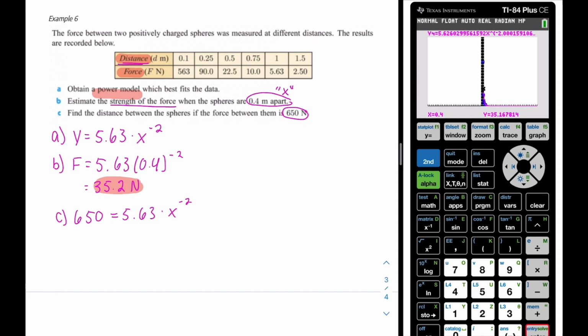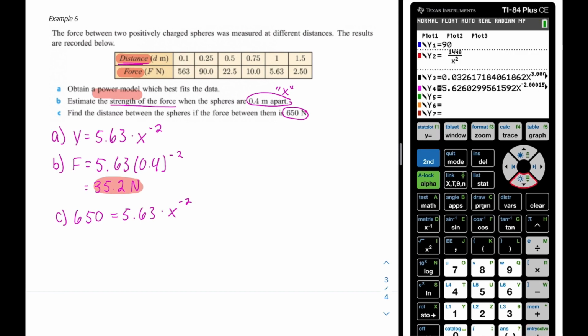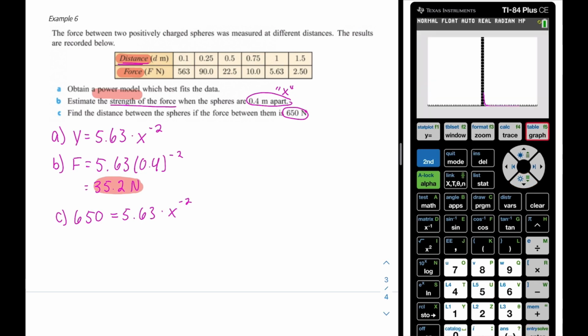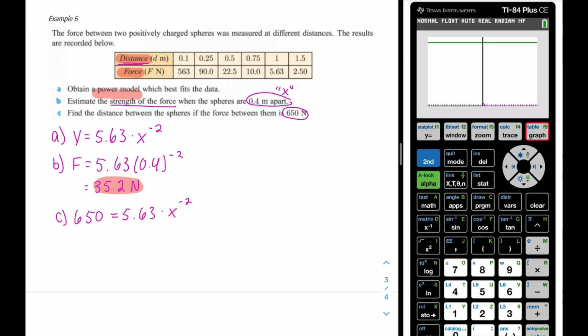So now we have 650 newtons is equal to our equation, x to the power of negative 2. So you could put this into numeric solve if you want, or you could graph it. At this point, since I already have the graph, I would probably graph it and find the intersection points. First, I'm going to turn off my scatter plot because it's a little bit annoying to see all those points. So I'm going to go and find the intersection point between my function and 650. I'm going to put this on my graph. I don't see y is equal to 650, and that's because my window is not big enough. So I'm going to make my window even bigger, maybe 700 for the y maximum.